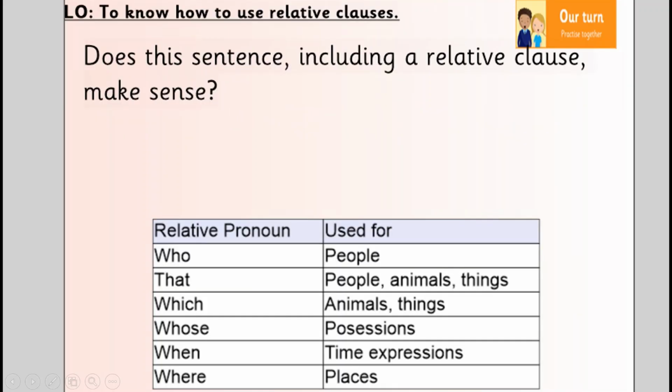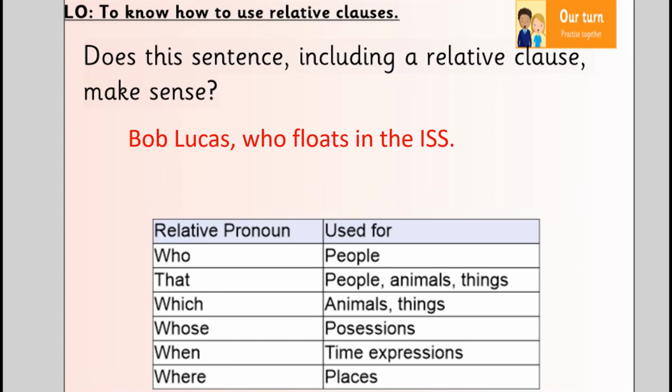Now have a think about this question. Does this sentence that's including a relative clause make sense? So Bob Lucas, who floats in the ISS? Pause the video here and have a think about that for me. Okay, welcome back. Hope you've had some time to think about that question.